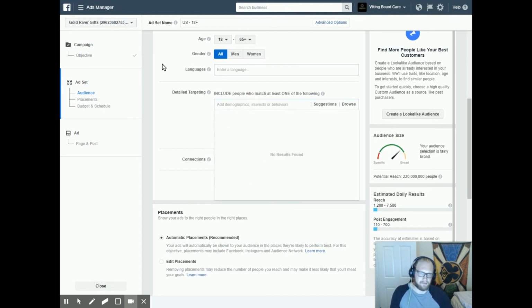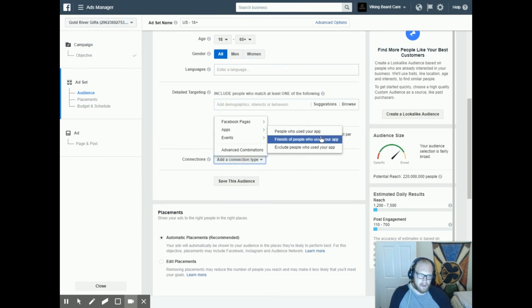Moving on to number 24, target people who used your app. This one's super handy for app developers, app testers, or even an app vendor. If you have people who have already used your app, you can target those.